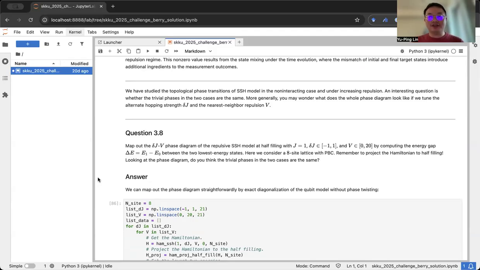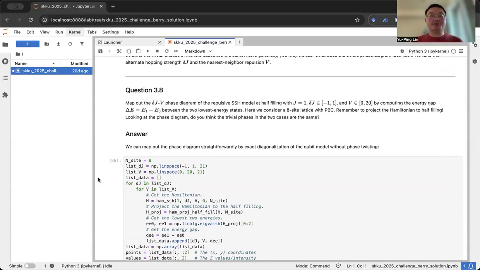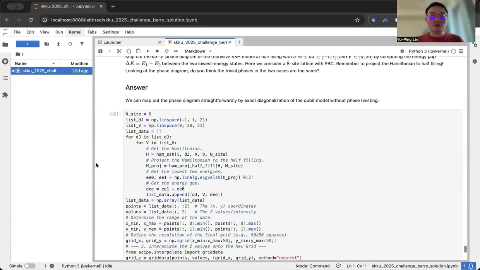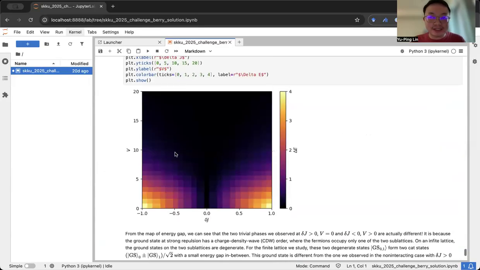So we may want to know if the two trivial phases are the same. Question 3.8 is pretty simple. I just want you to find out the phase diagram at half-filling by tuning delta J and V and see if the two states are the same. And the way we do this is to look at the energy gap between the ground state and the first excited state. So we will project the Hamiltonian to the half-filling subspace and compute the energy gap. And the result is like this.